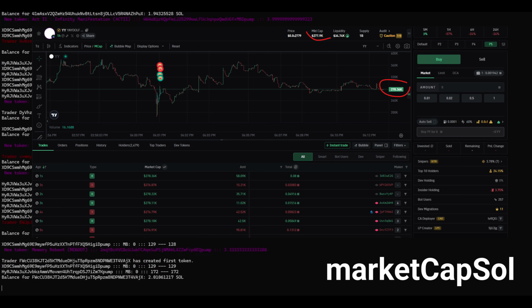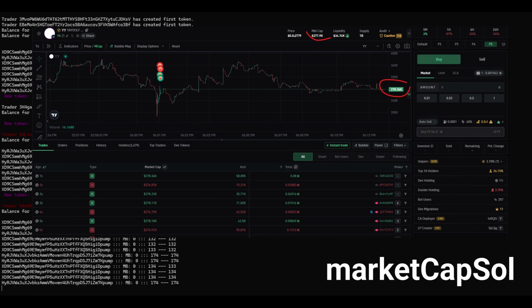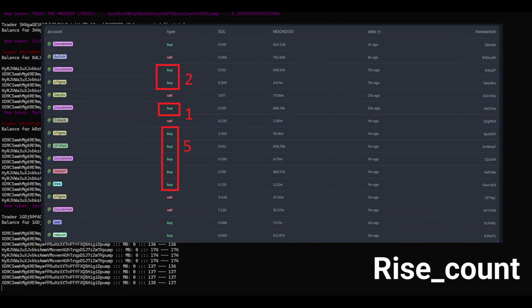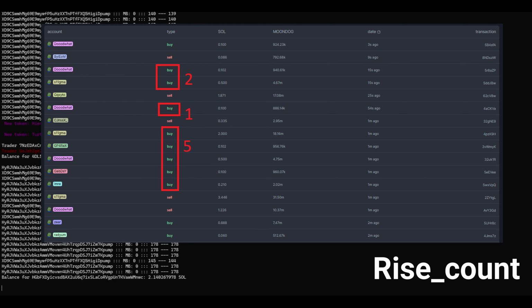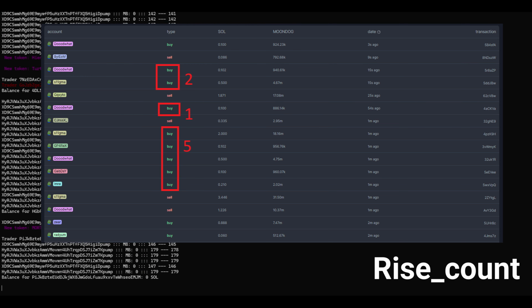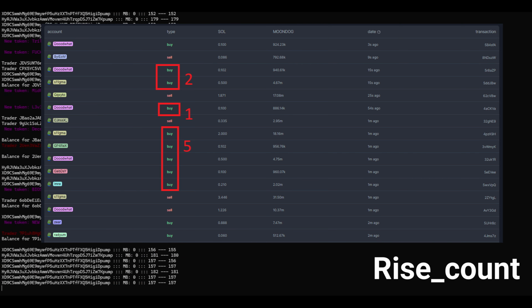Market cap Sol, market cap in Solana at the time of transaction, retrieved from the Pumpfun API. Rise_count, increments when each new transaction is a purchase and market cap Sol increases. It resets if market cap Sol decreases or remains unchanged. Used for the on-rise scenario.